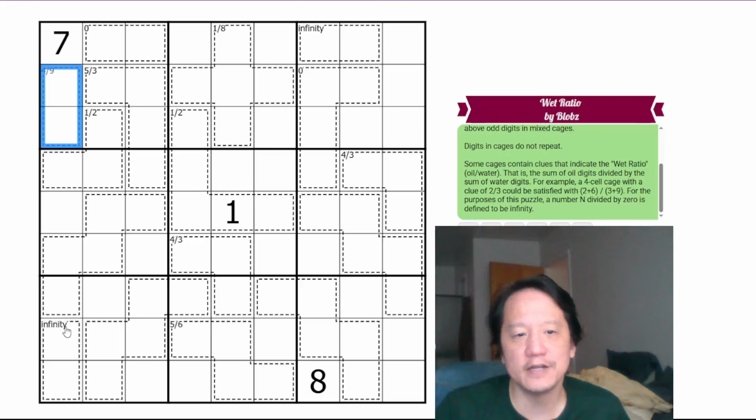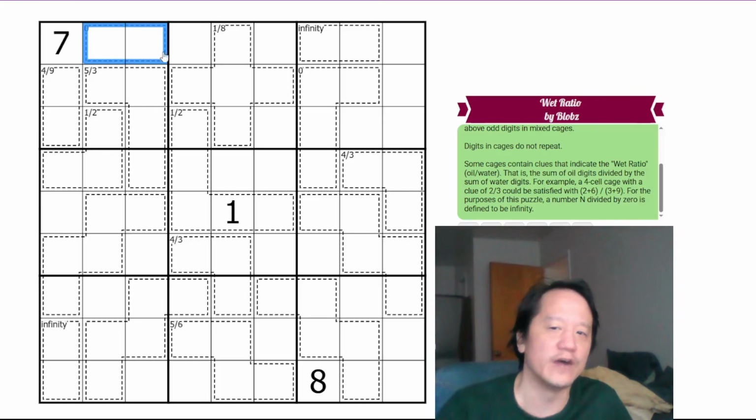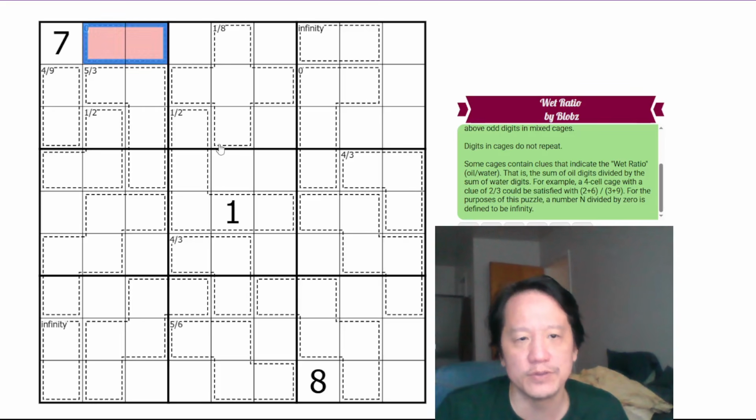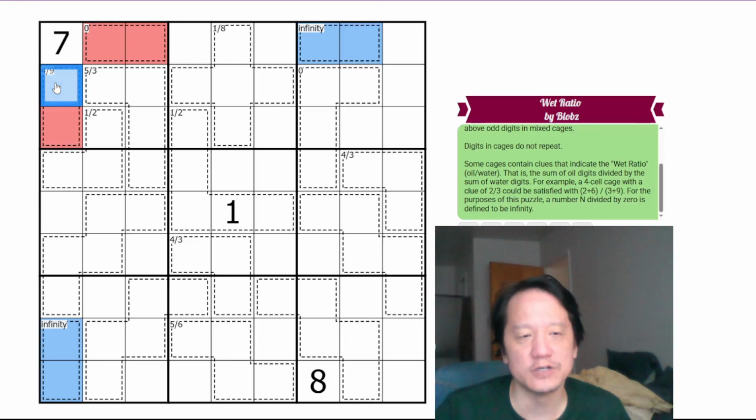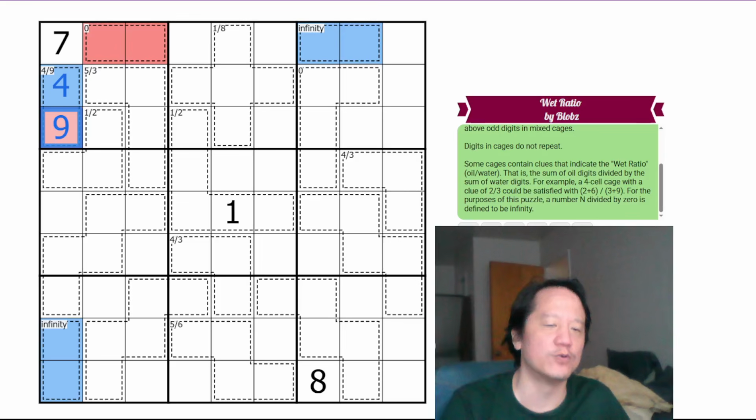Okay, so any clue with a value of 0 means that the oil value is 0, so they have to be both odd. Infinity means that there is 0 water value, so that means they must both be even. Same with this, these are both even. 4 and 9 in a 1:2 ratio means the water has to be there, and the oil, so the odd digit is here, the even digit is here, and it must be 4 and 9.